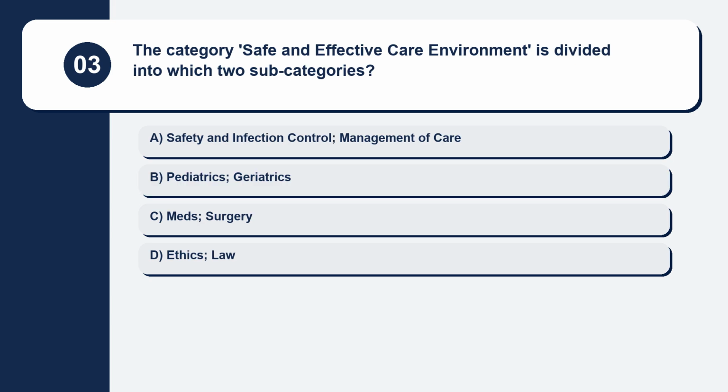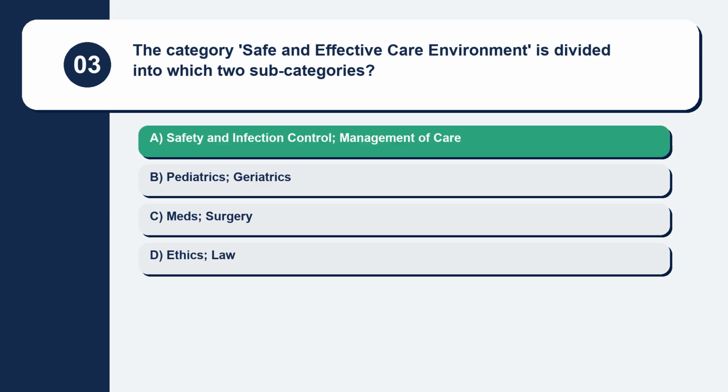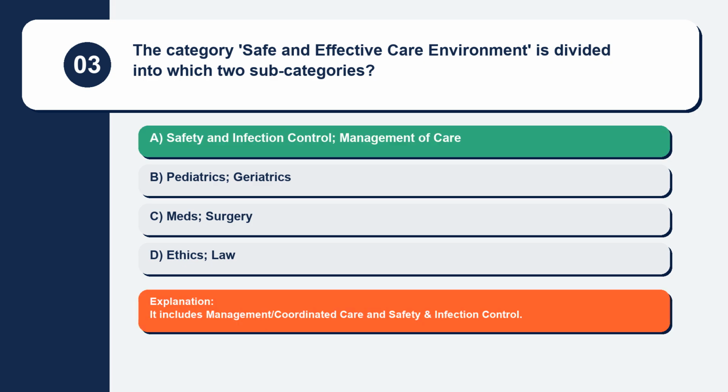Question 3. The category Safe and Effective Care Environment is divided into which two subcategories? Safety and Infection Control, Management of Care. Pediatrics, Geriatrics. Meds, Surgery. Ethics, Law. It includes management of care and safety and infection control.